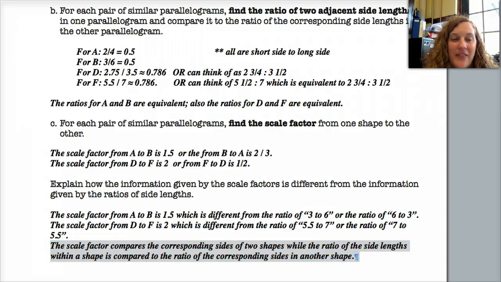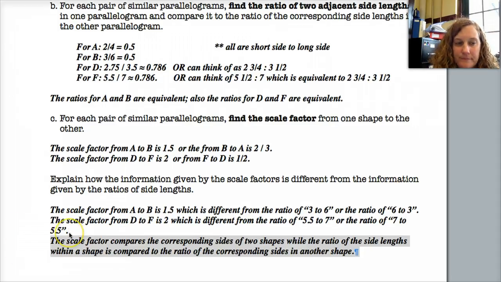So let me say that again. The scale factor compares the corresponding sides of two shapes. That's like saying the width of one to the width of the other, the height of one to the height of the other. While the ratio of the side lengths within a shape is compared to the ratio of the corresponding side lengths in another shape. So you're comparing height to width of one shape to height to width in another shape. So with scale factor, you're figuring out how many times bigger. And in ratio, you're trying to just figure out what that ratio of length to width is.